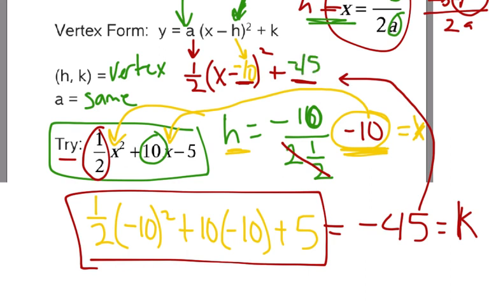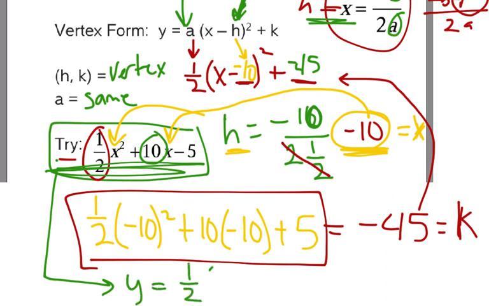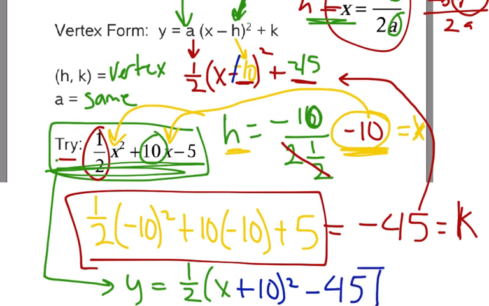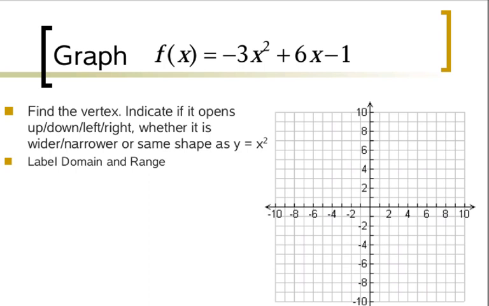So the vertex form for this equation that was in standard form is y equals 1/2 times (x plus 10) squared minus 45, because we should change the signs here. So this would be an example of how to convert between standard form and vertex form. Now that process is very helpful when we want to go ahead and graph something, like this particular equation.